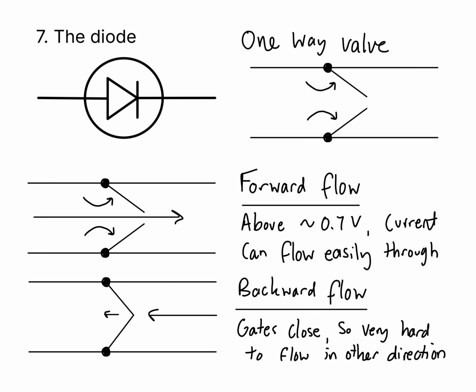The best way to describe the diode is a one-way valve. In forward flow, above around 0.7 volts, current can flow easily through. But in reverse flow, trying to push against the one-way valve, the gates essentially close, so it's very hard to flow in the other direction. Only a small amount of current is let through.